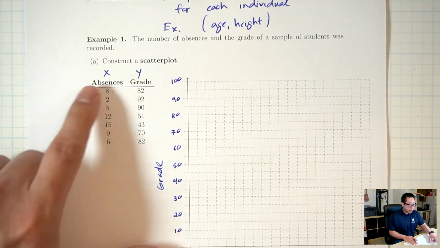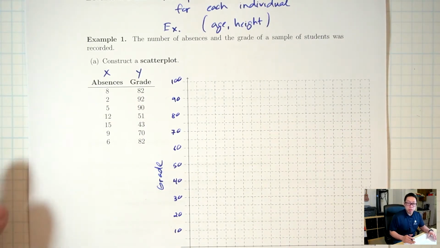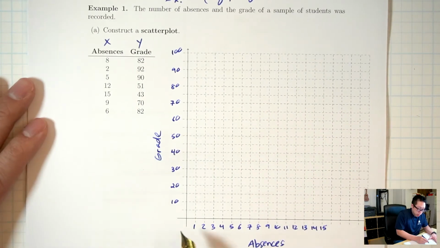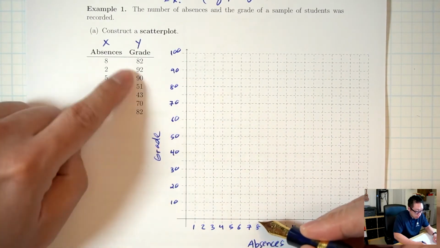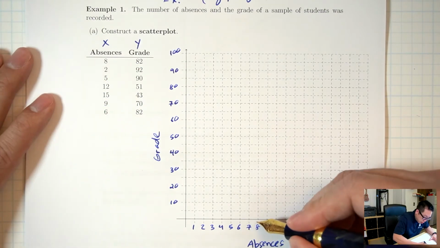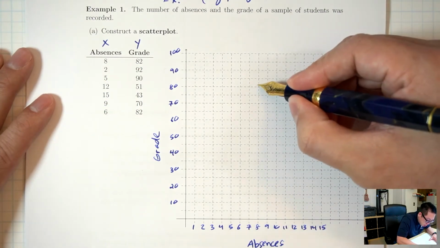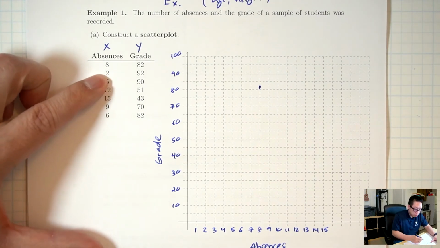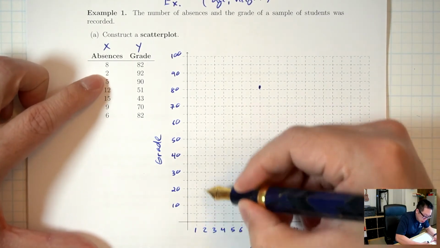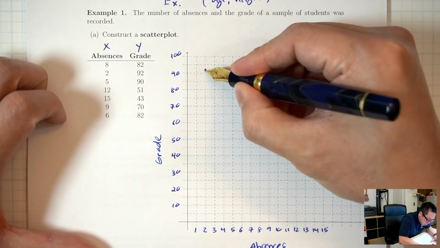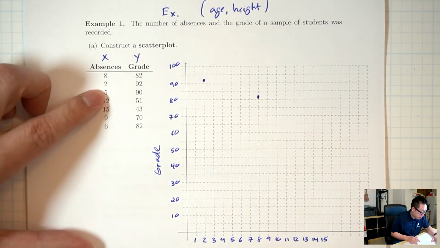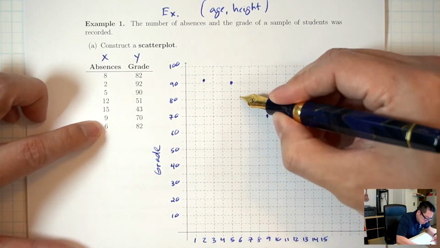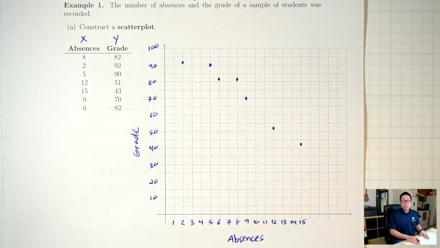And then each pair we're going to plot as XY coordinates. Okay, first student: 8, 82. 8 on the x-axis, and then we go up to 82 and make a dot. Next, 2, 92: 2 on the x-axis, and then 92 up, and then so on. And that's a scatter plot.